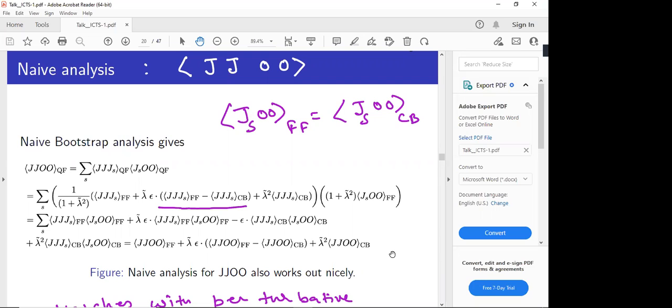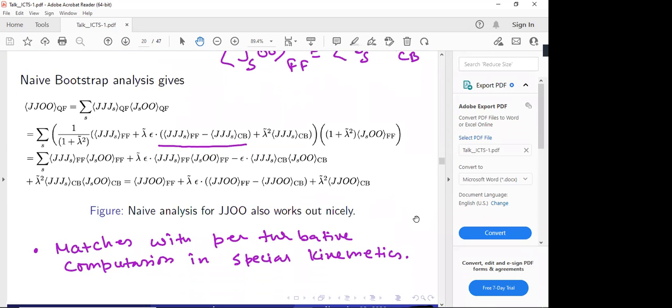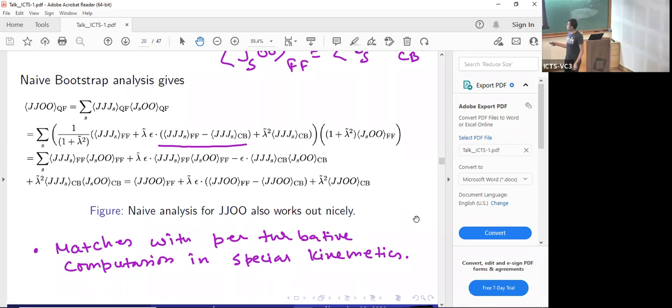No, but does it help? You said that JJOO was very difficult to calculate. Does this help to calculate it in any easier way? Well, I have already calculated it, right? If you just do a perturbative calculation, you will be able to see that they should match. As I said earlier, in very special kinematics with some particular components, one can check that this matches with this.